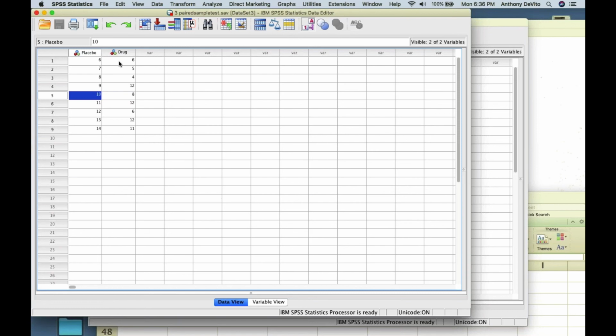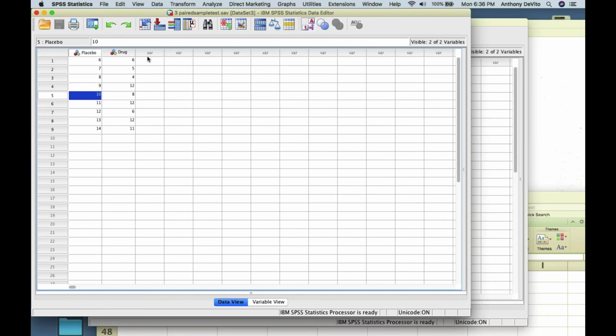For this person, the difference was 0. This person, the difference was -2. This person, -4. This person, +3. This person, -2. We can now just take the differences and see if the average difference among all of these people is a significant player here, if it looks like that drug is working better than the placebo.